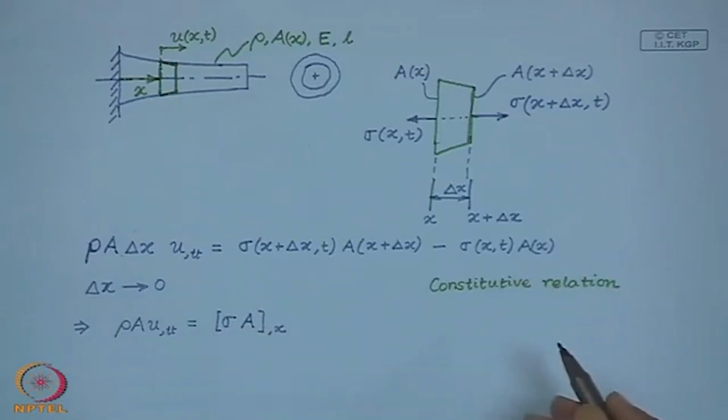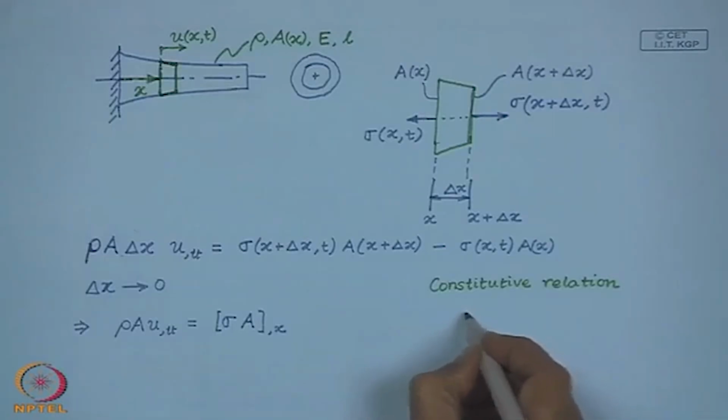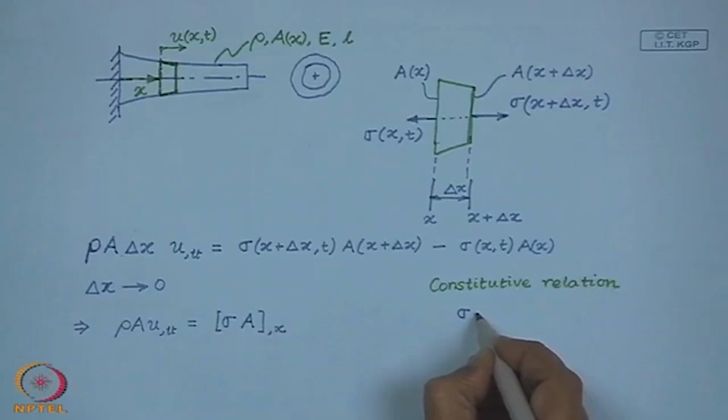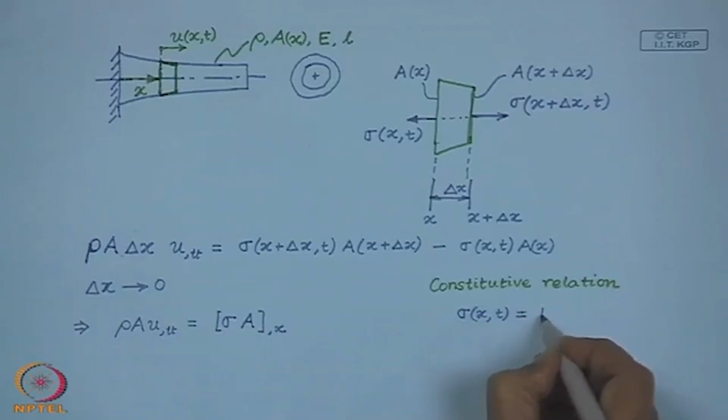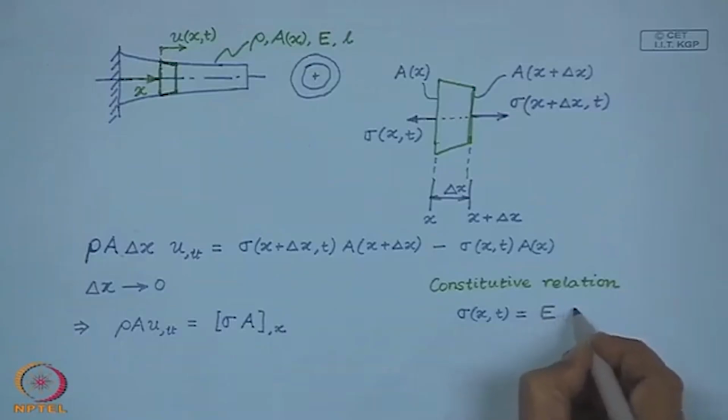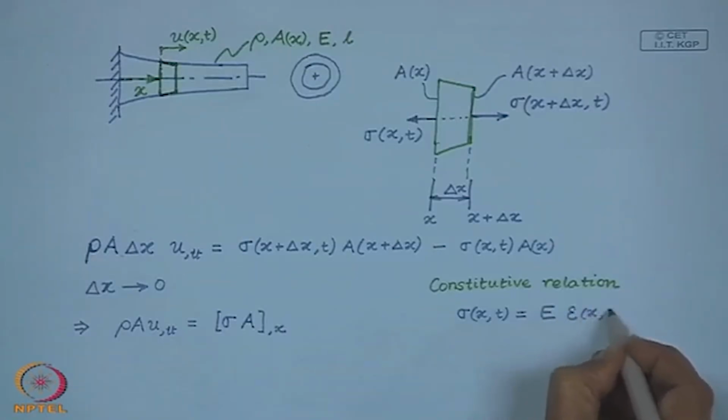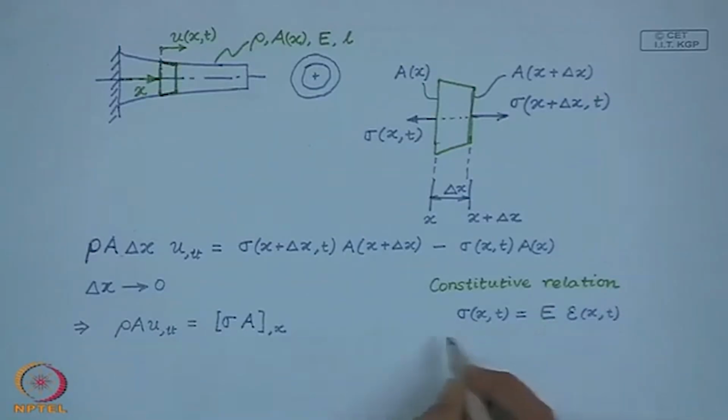Which will relate the stress with the strain. So, we know that the axial stress is proportional to the strain and the proportionality constant is the Young's modulus. So, this is the Hooke's law in one dimension. Along with this, we need the strain displacement relation.